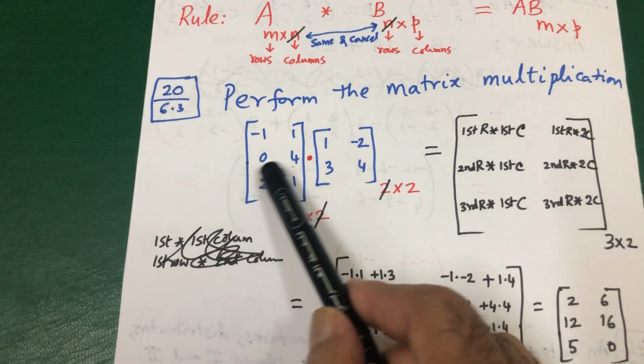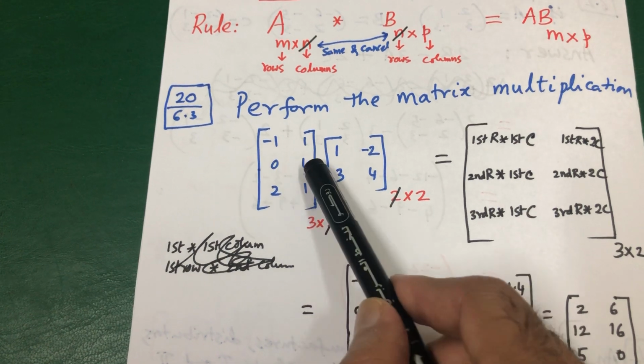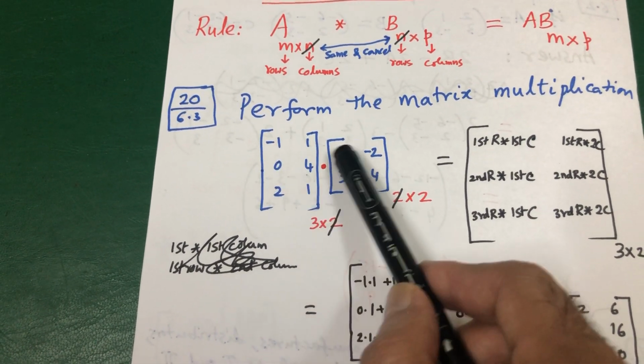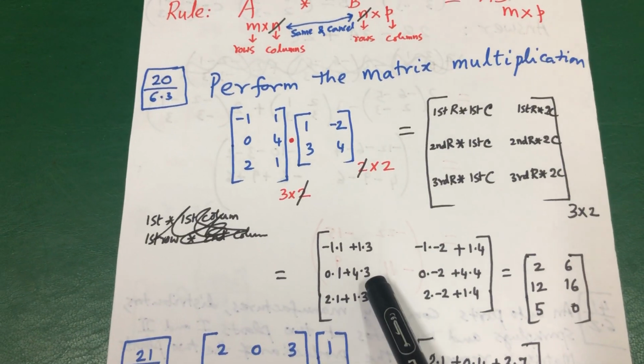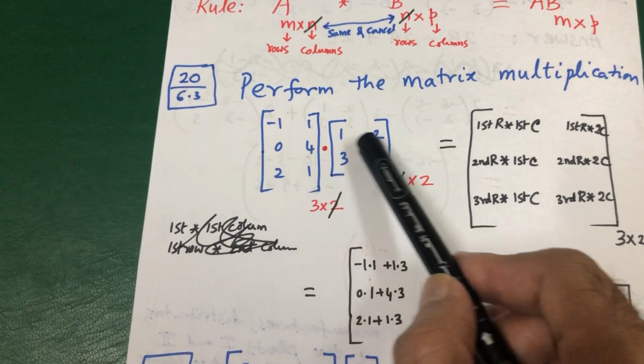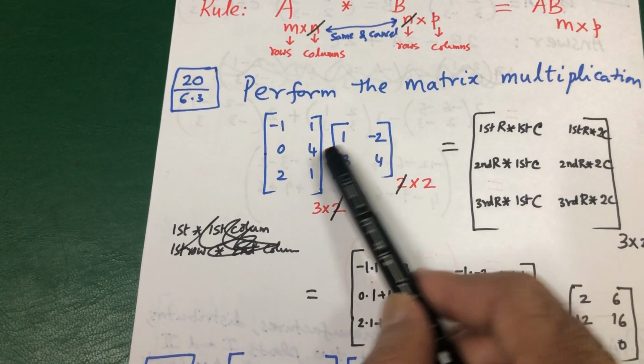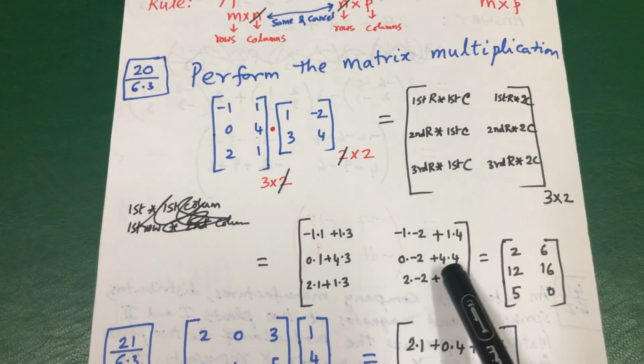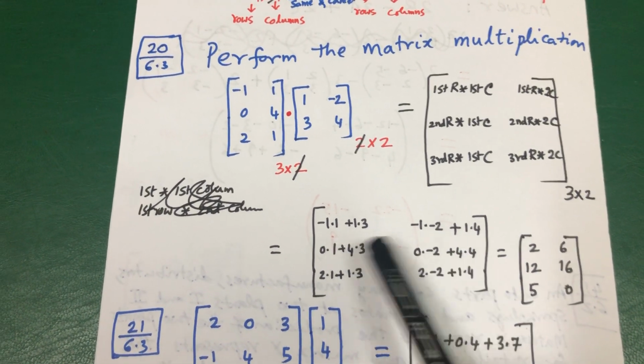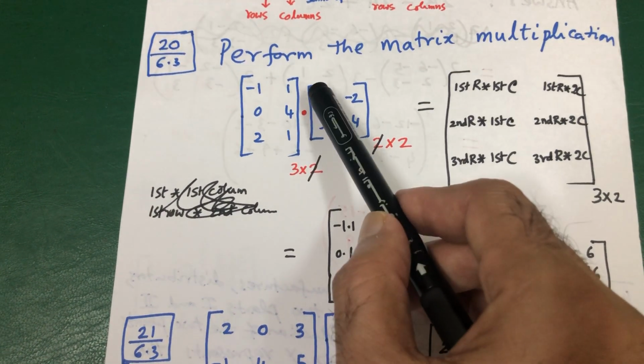Again, the second row must be multiplied by the first column. So here 0, 1, 4, 3. Again, second row with the second column. 0 multiply minus 2, 4 multiply 4. Multiply. And then 2, 1 and 1, 3.